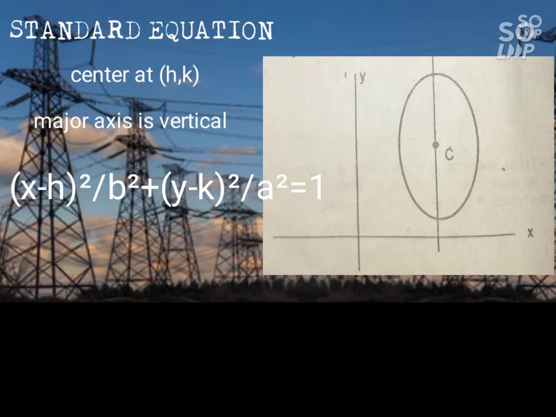If the center is at (h, k) and the major axis is vertical, then the equation is (x minus h) squared over b squared plus (y minus k) squared over a squared equals 1.